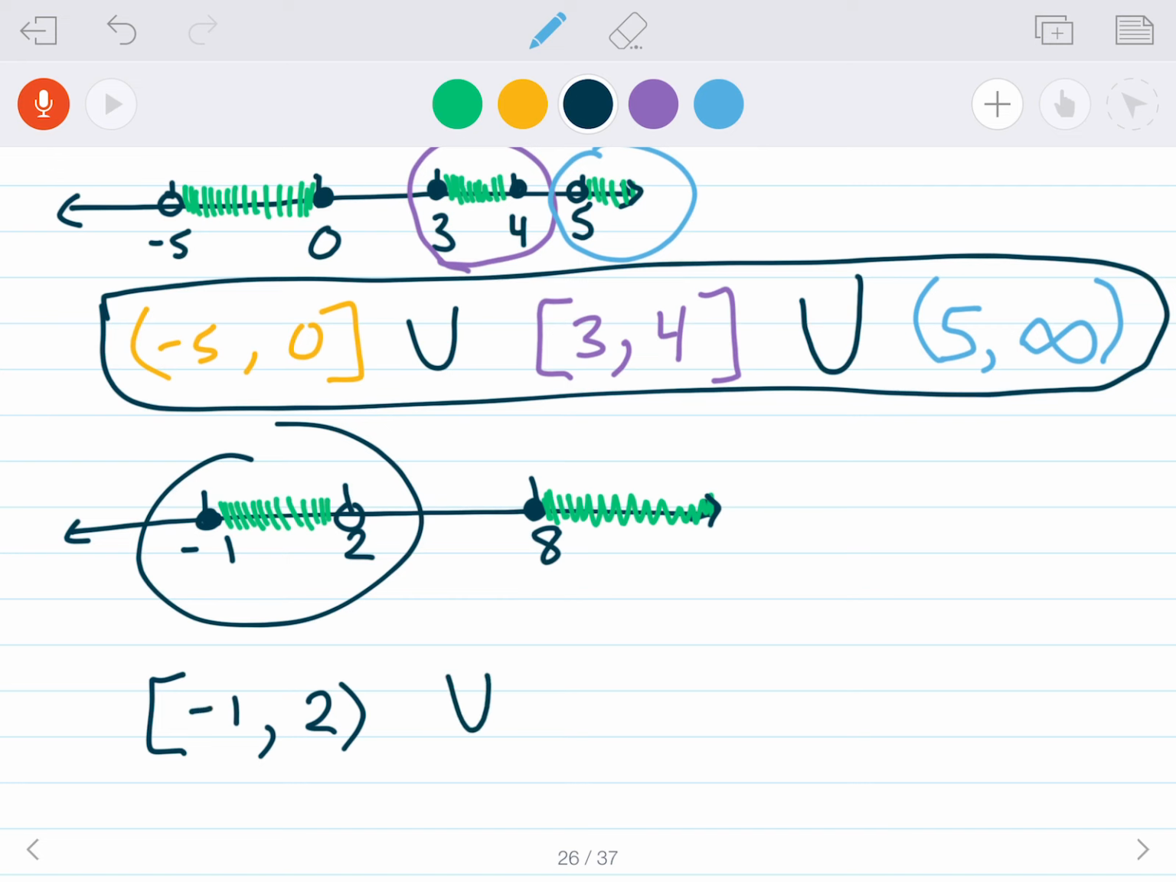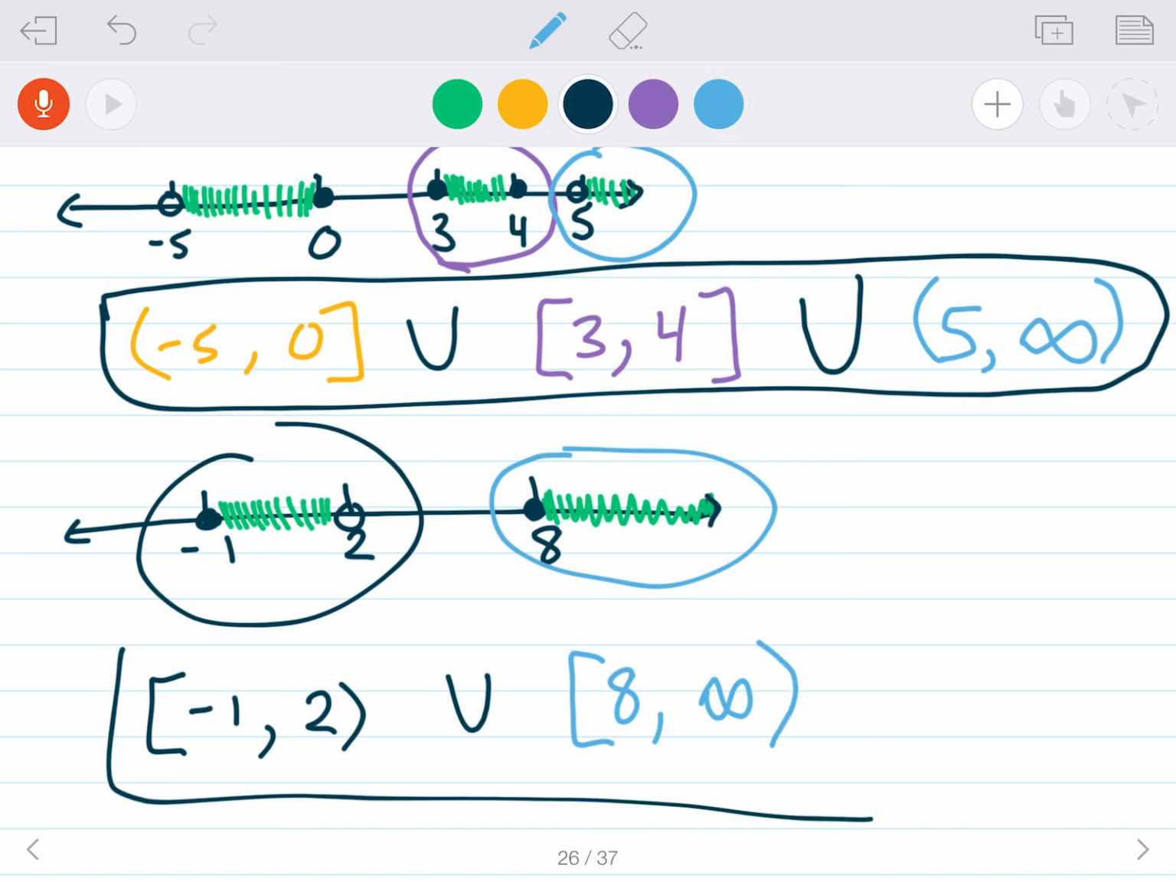Then we're going to union it with the next set that we see over here. So the next set, we start at 8, we go off to positive infinity. 8 gets a bracket because of the closed dot, and infinity always gets a parenthesis. So this is our answer in interval notation.